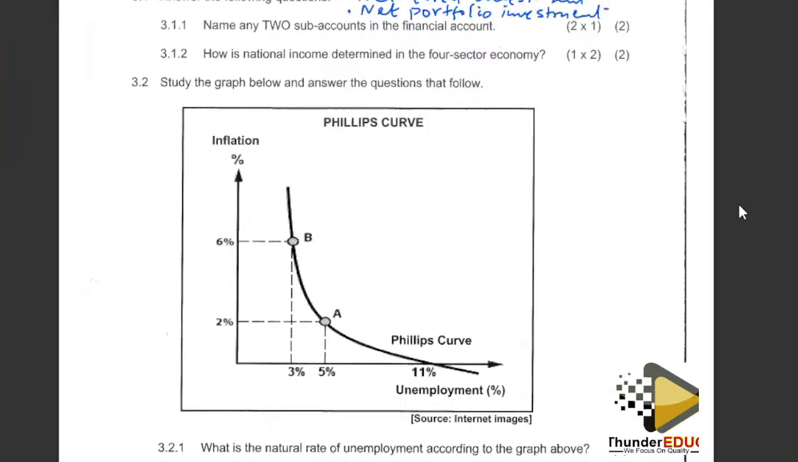Okay, right. So now let's move on to the next question, 3.1.2. It reads as follows: How is national income determined in the four sector economy? In the four sector economy, we have four markets, and also four market participants or decision makers. National income is calculated by adding the contribution of each sector to national income. It includes the consumption levels of households, investment spending of businesses, government spending, as well as net trade between countries. In short, national income is equivalent to consumption by households plus investment by businesses plus government spending plus net exports.